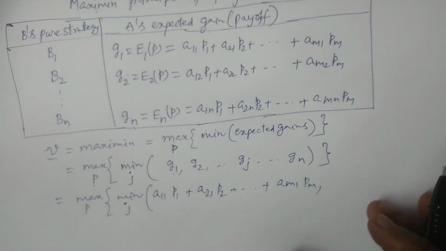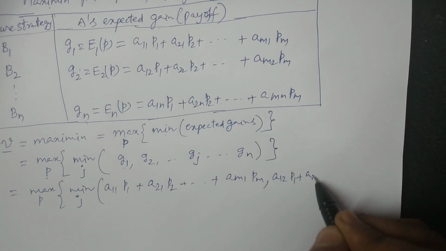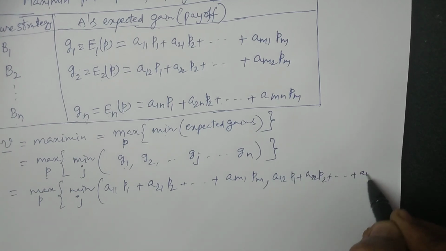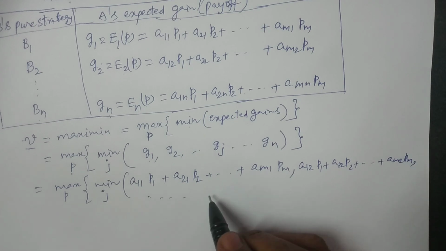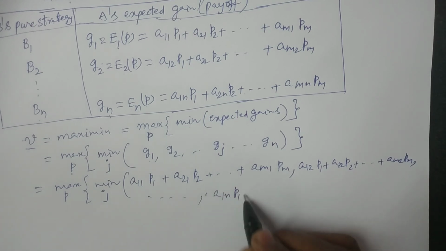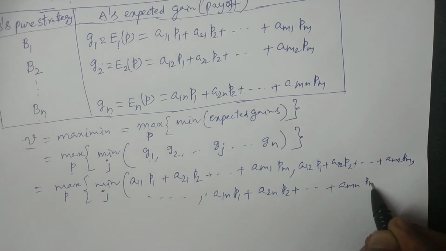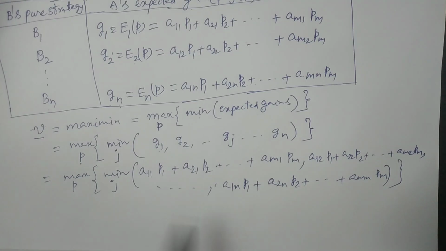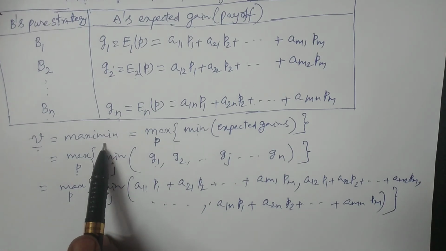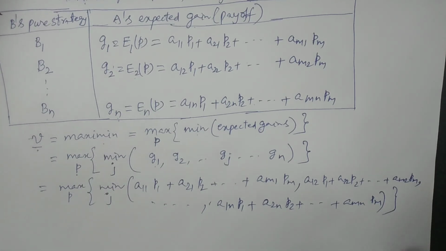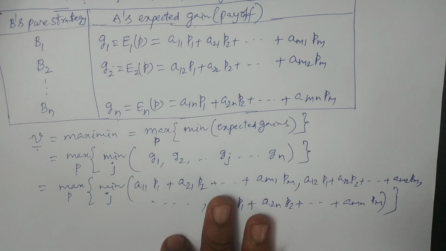That is the first one. The second one, similarly, a12 p1 plus a22 p2 plus and so on plus am2 pm, and so on. For all, you have to consider the nth one, a1n p1 plus a2n p2 plus and so on plus amn pm. This is what you have to calculate, and this value is nothing but mu underscore, which gives you the maximum value for player A. This is the maximin principle for player A.